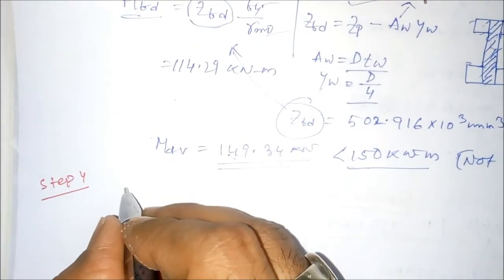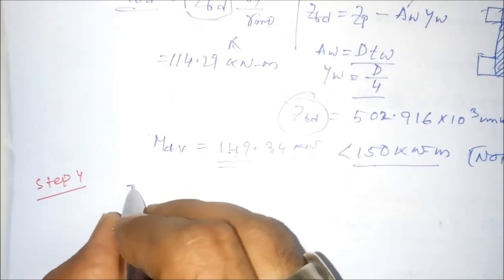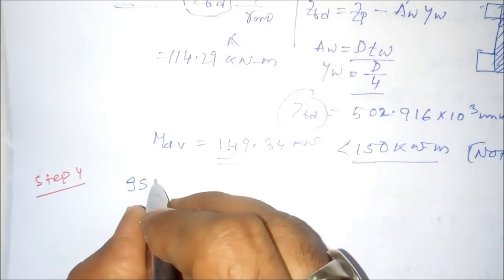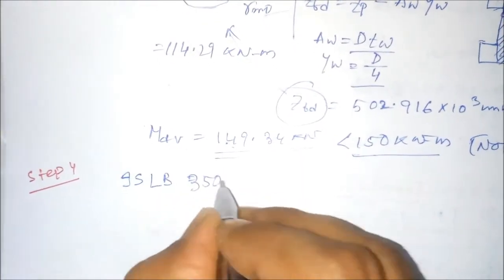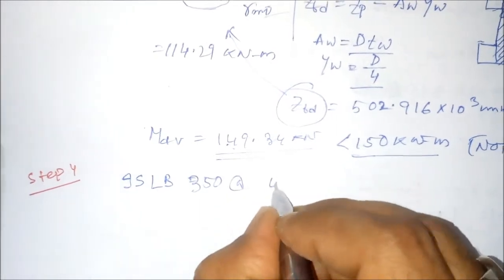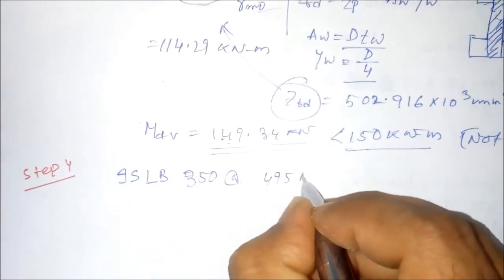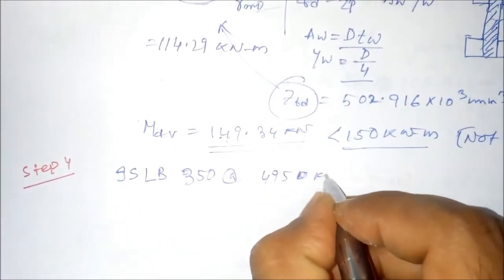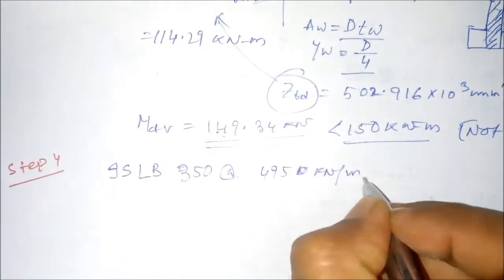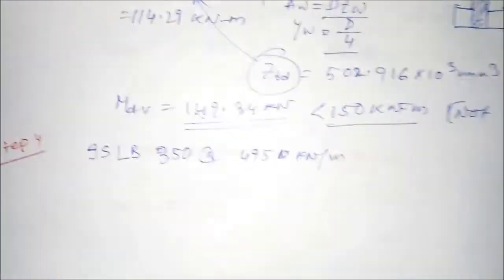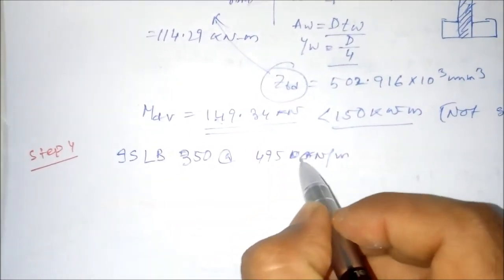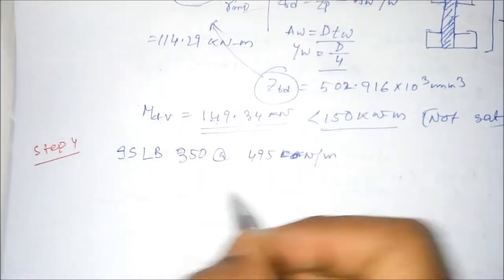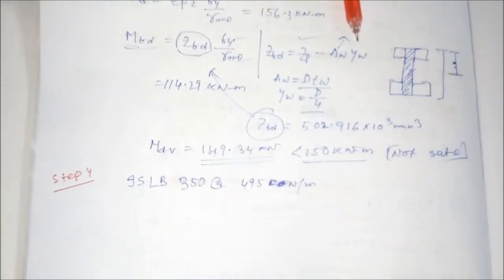Now in step number 4, let us try the new section, that is ISLB 350 at the rate of 495 Newton per meter. So we will be using this.